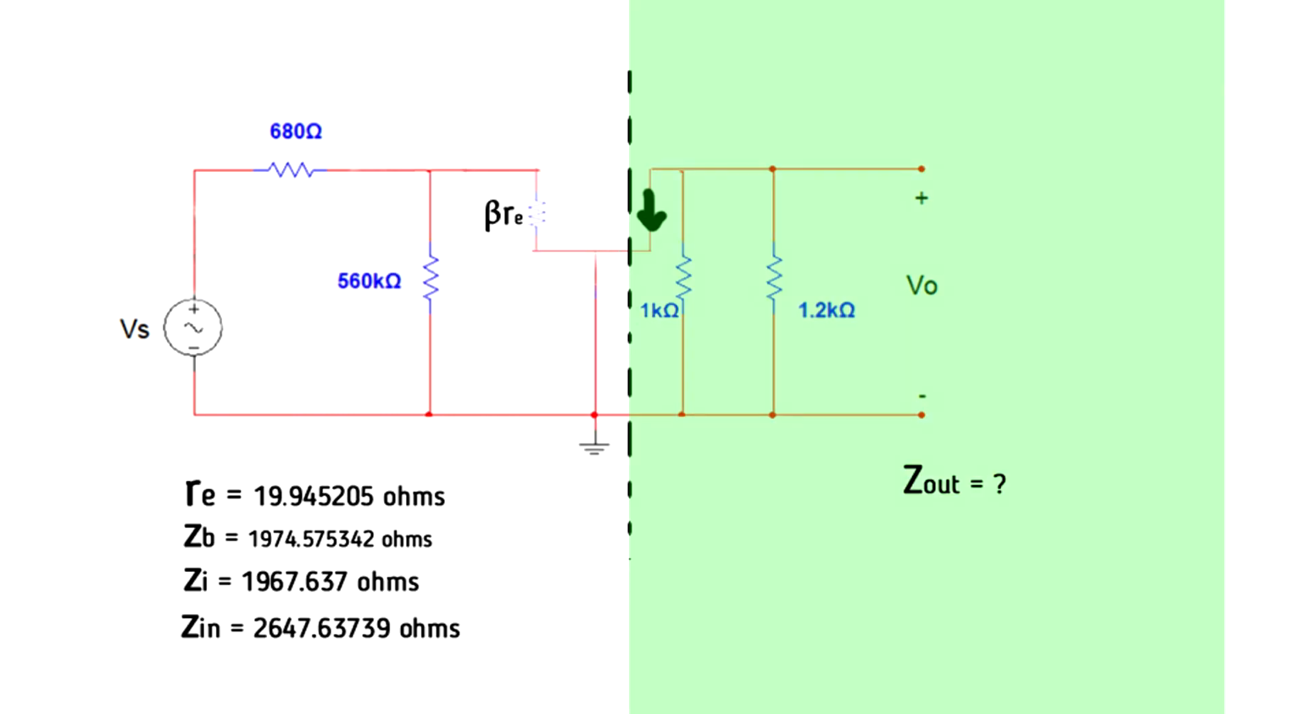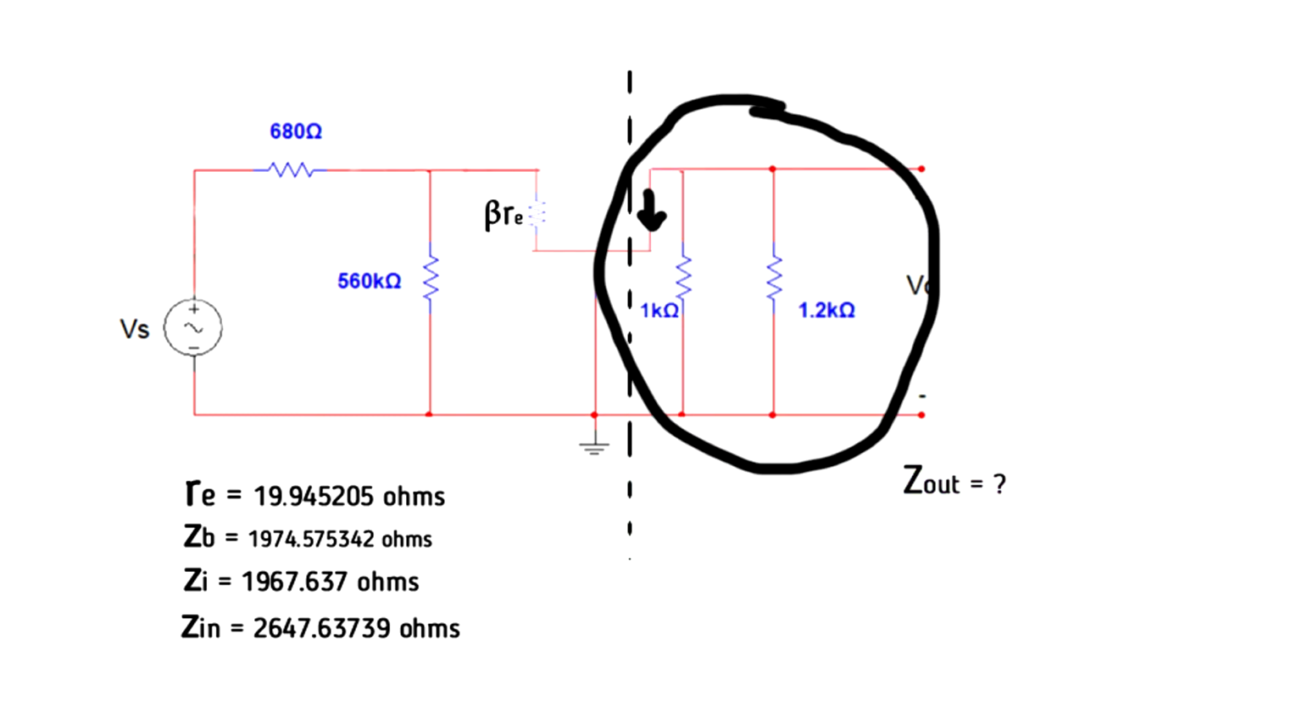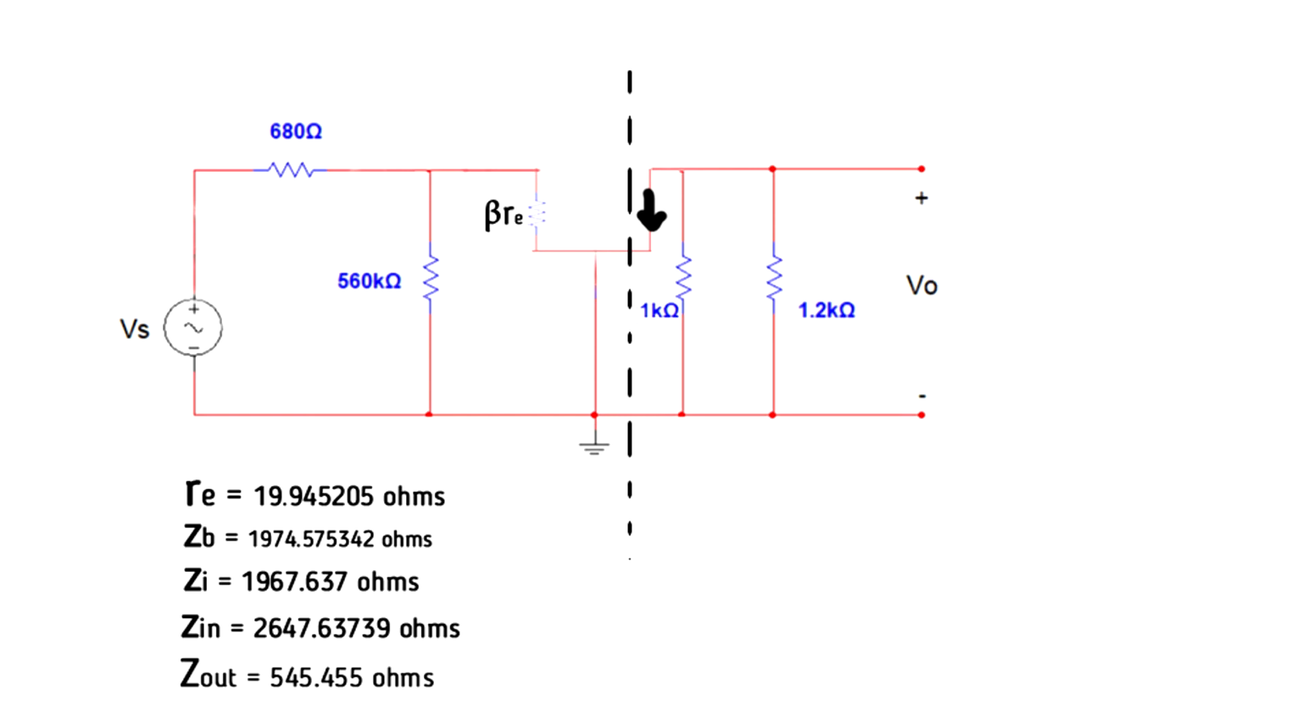Now, let's proceed to the right side, or the output side. Let's find the Z out. In this case, it's just a simple parallel circuit of the RC and the RL. So it's just simply Z out is equal to 1K parallel to 1.2K, which means Z out is equal to 545.455 ohms.